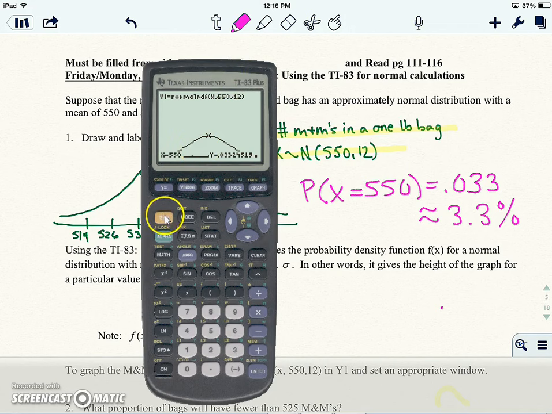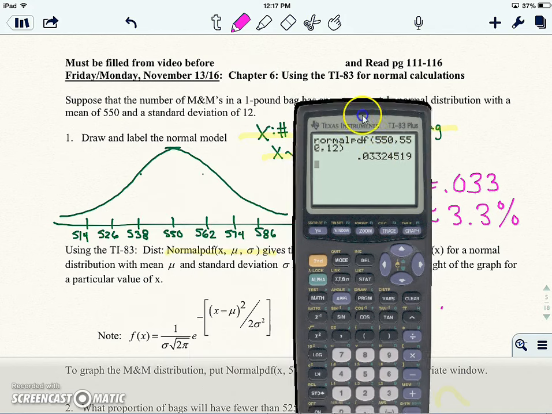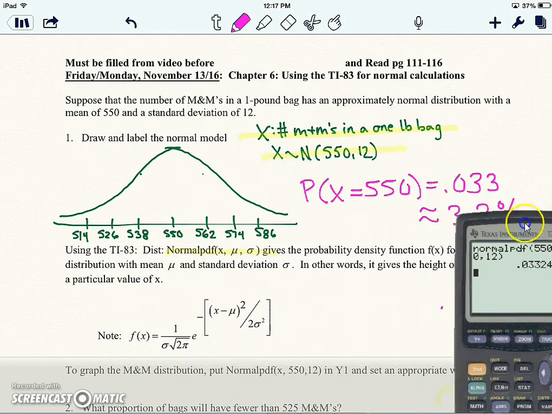Okay, the other way to do that would have gone to second distribution, normal PDF. And yours should prompt you, this is my older version. Here you put how many M&Ms you're looking for, comma, the average number of M&Ms, so I'm just using both for my example, comma, 12 is my standard deviation. Sorry, I had to get out of the y equals screen. You put that in, and it'll tell you it's about 3.3%. We won't use that very often, but it's just kind of interesting.